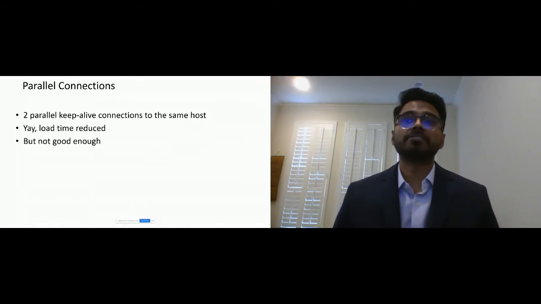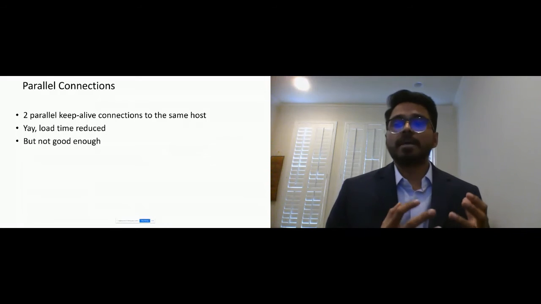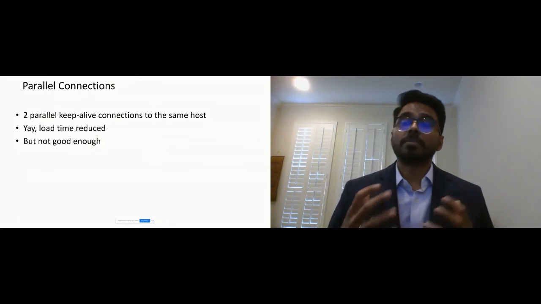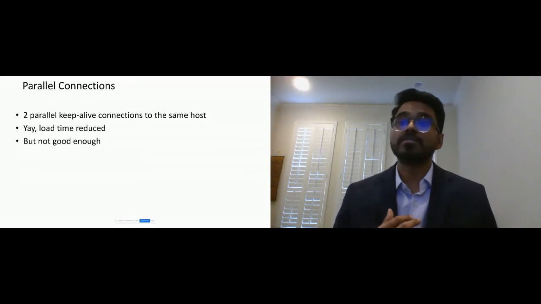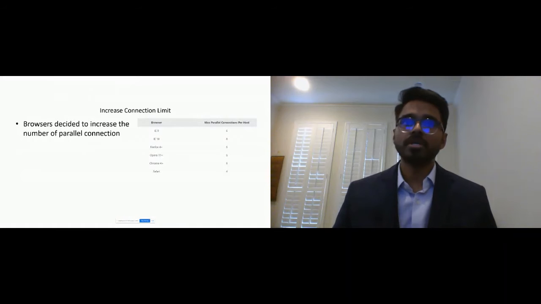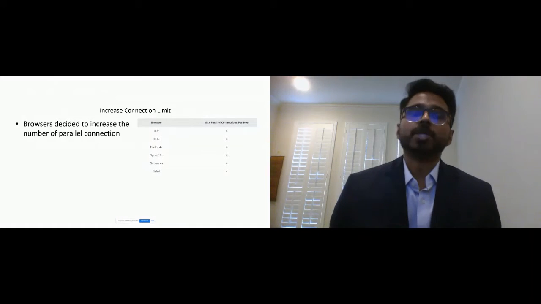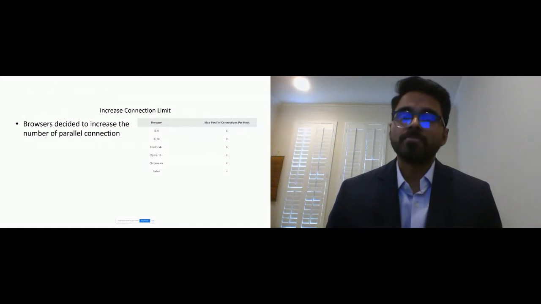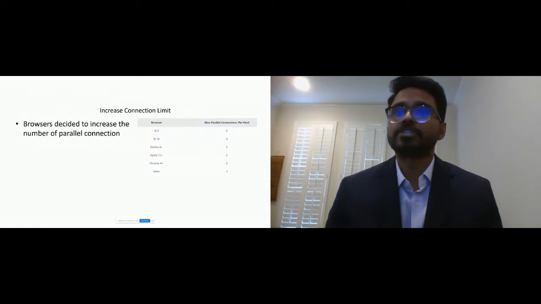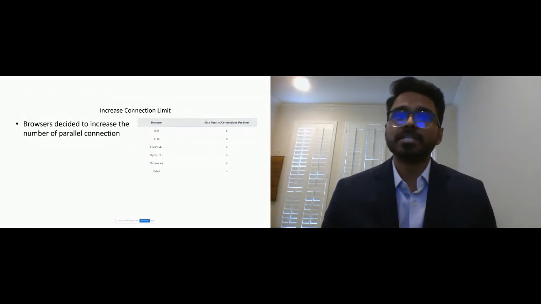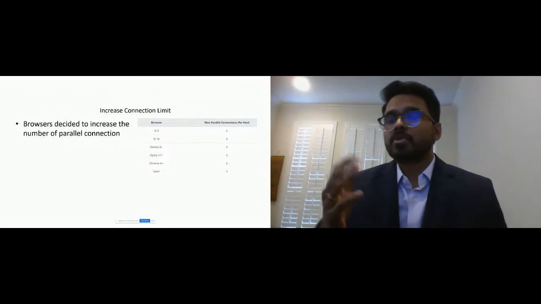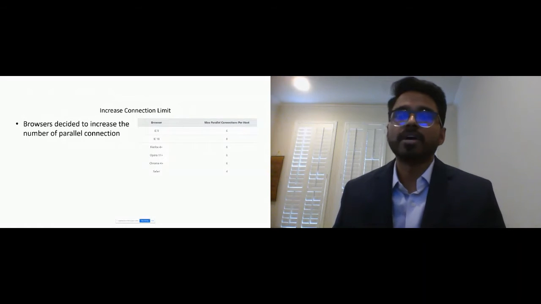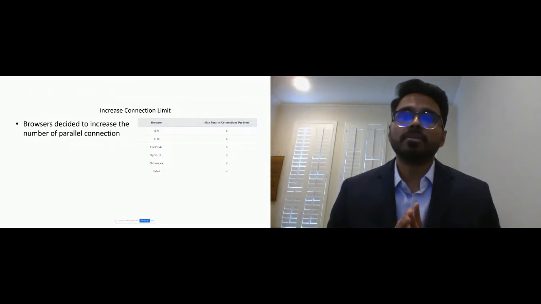But this is still not good enough because, like I said, there are websites or applications that make hundreds of calls just to load their initial state of their application. So browsers said, you know what, we're not going to follow this spec anymore. So they increased the number of parallel connection limits. And you can see how they increased it. Like Internet Explorer went up to 8, Chrome and Firefox decided to go for up to 6, and Safari decided to give up to 4.